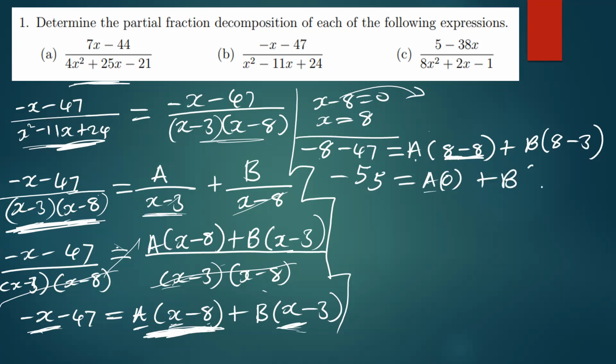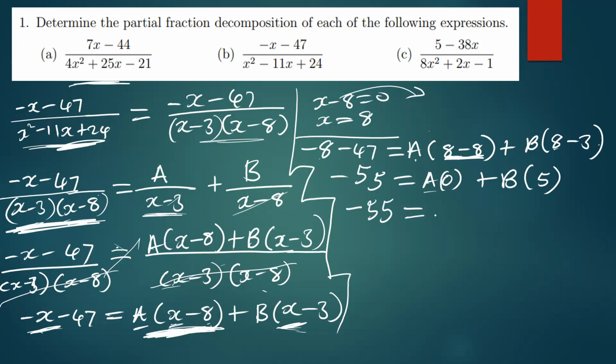We have a b there, and then 8 minus 3. 8 minus 3, the answer is 5. So now, what you just need to do is simplify the expression. When you do the simplifying of the expression, you find that this side is going to give you -55.